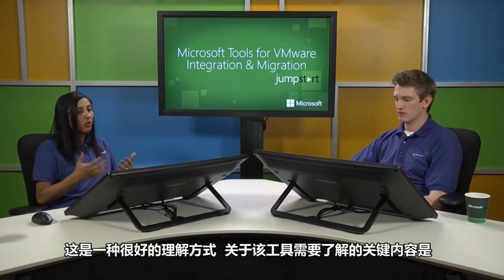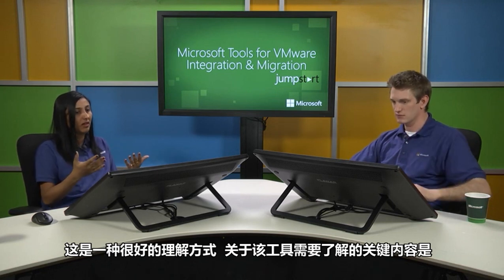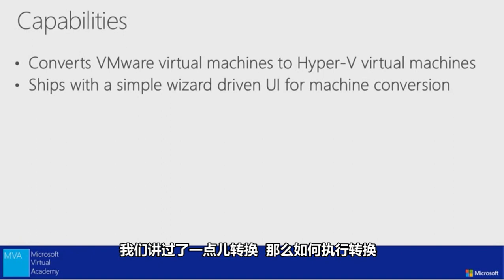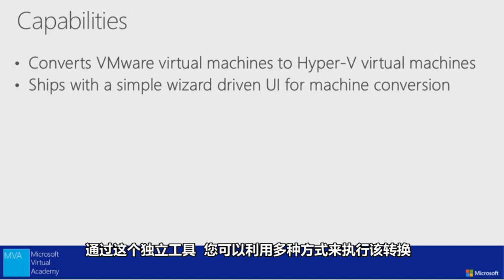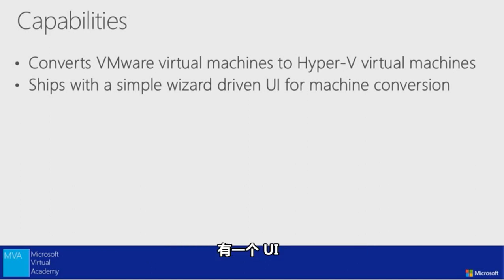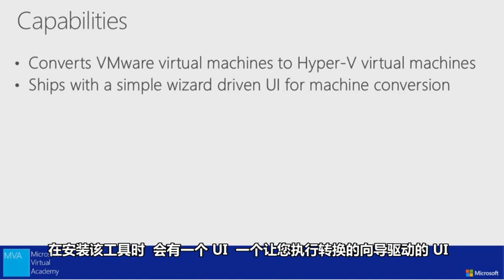The key thing to know about the tools, we talked about conversion a little bit. How do we do the conversion, right? So there should be some way to do the conversion that we talked about. So there are multiple ways that you can do it. Through the standalone tool, there is a UI. So when you install the tool, you get a wizard-driven UI that lets you do the conversion. That's the first tool that allows you to do the conversion.